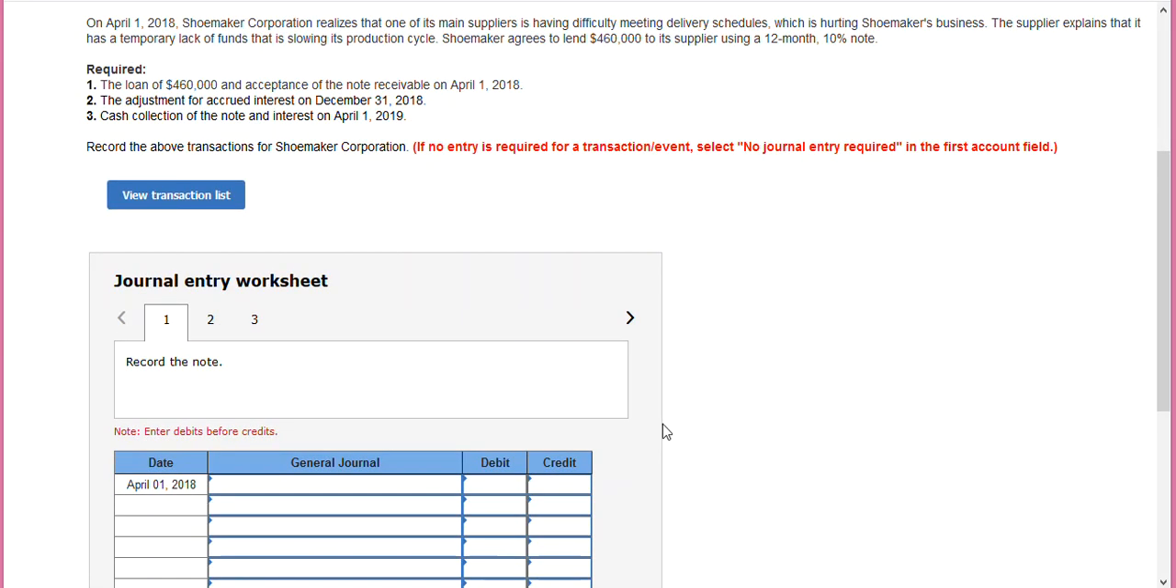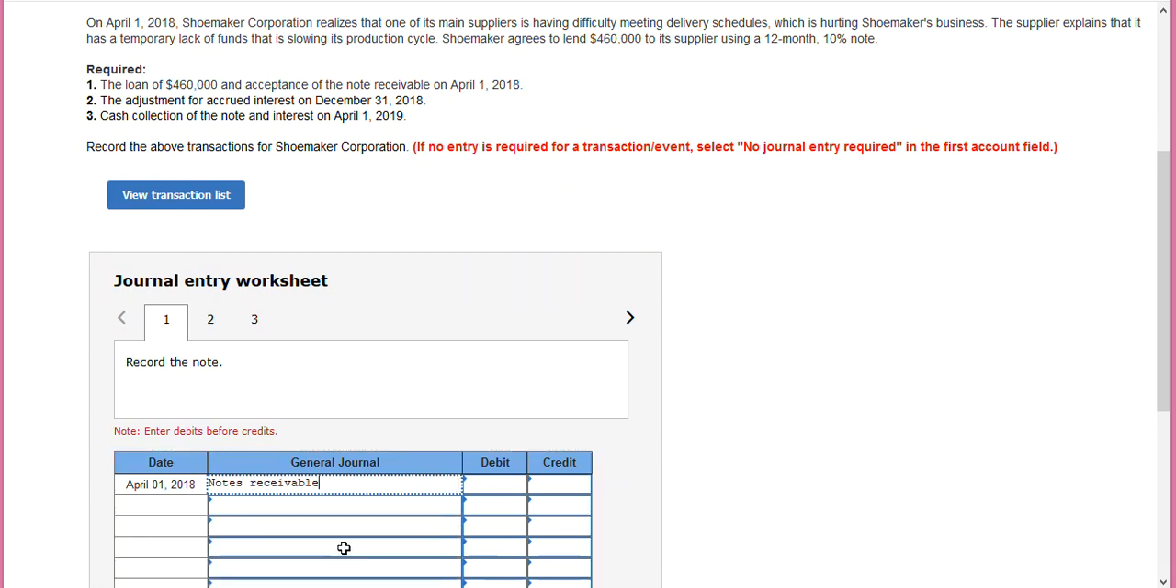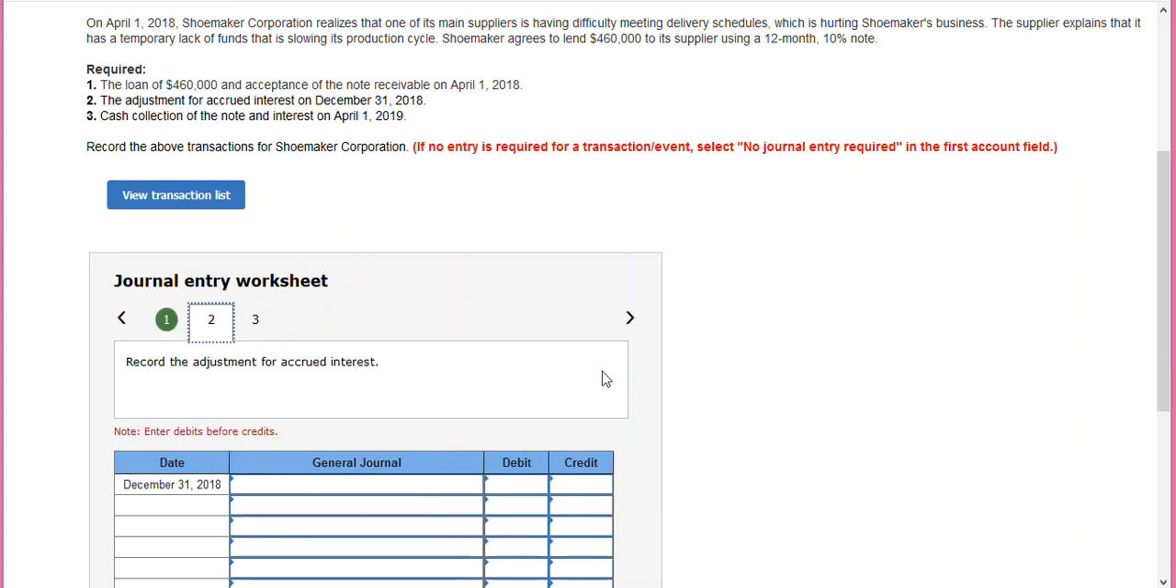The first one is the making of the note receivable. If we are loaning somebody money, that is a note receivable. That's an asset, so it gets debited to go up, and we're giving them cash, so that is the credit. And the amount of that is the amount that they loaned them, so $460,000. So that's the only entry we need to do to record the issuance of the note.